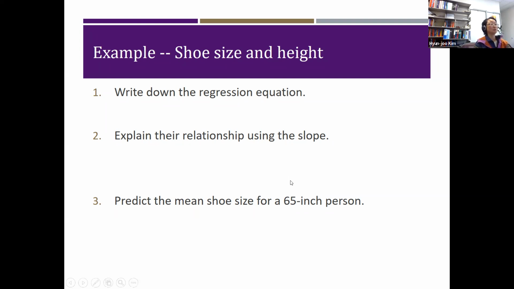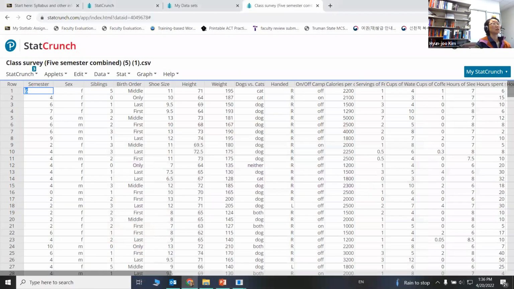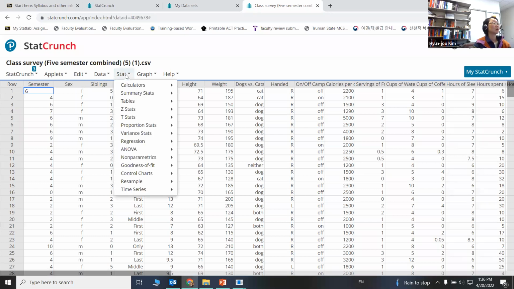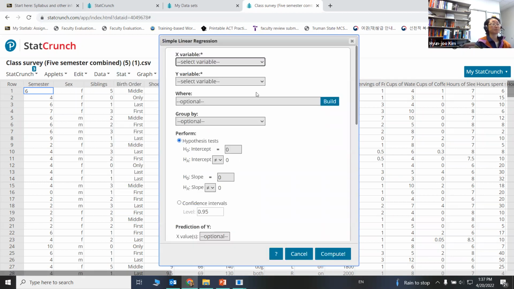equation first. So once more, we're going to go to StatCrunch. Again, this is our survey data set. If you go to Stat, there is an option called Regression. We're talking about simple linear regression, so we're going to click Simple Linear there, and you just need to tell which one is X and which one is Y. Y is typically depending on X. So I'm going to put X as height and the Y variable as shoe size.